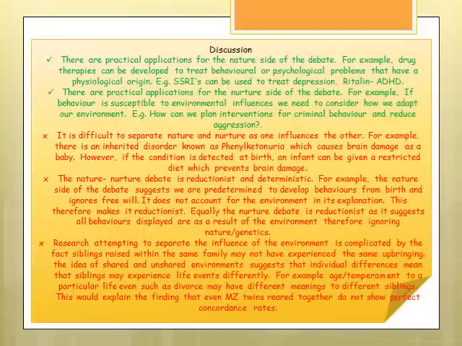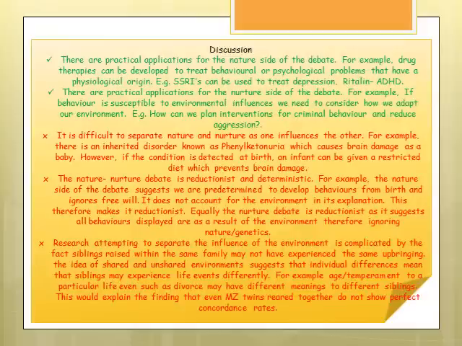However, it is difficult to separate nature and nurture as one influences the other. So, for example, there's an inherited disorder known as PKU, which causes brain damage as a baby. However, if the condition is detected at birth and the infant is given a restricted diet, this prevents brain damage. So we can see how it's inherited, so there is a nature side of it, but through nurture, environmental influences, we can reduce or prevent it.